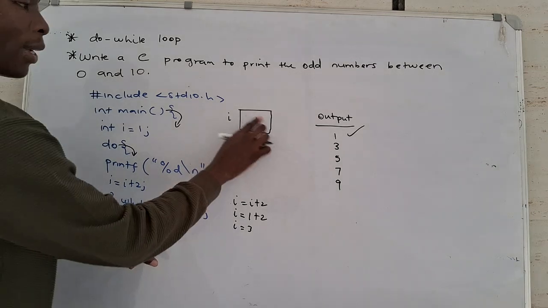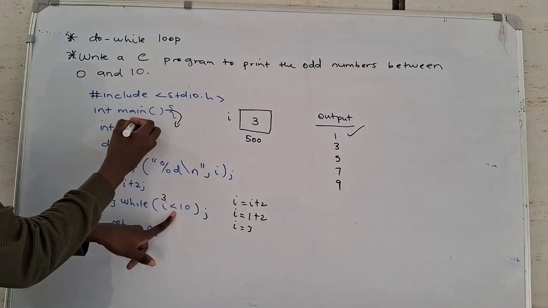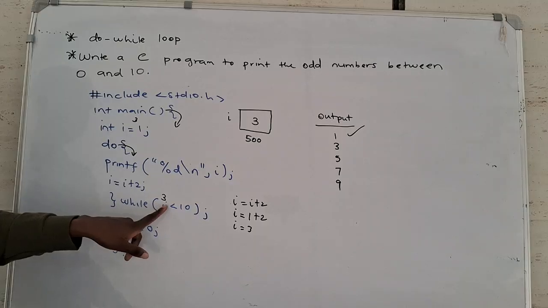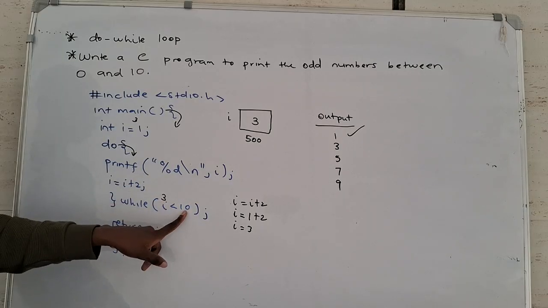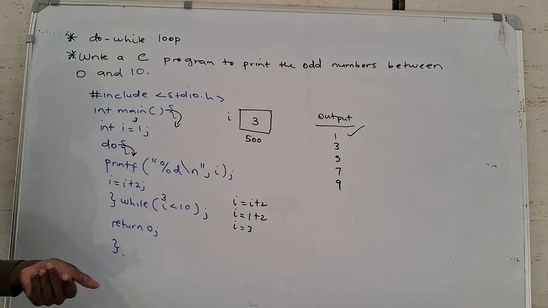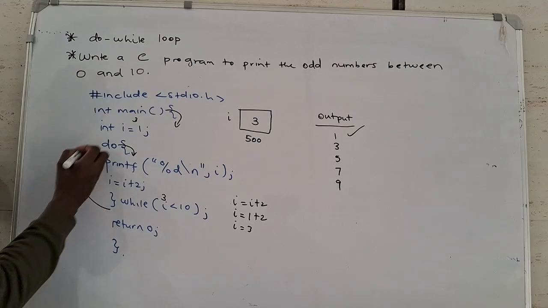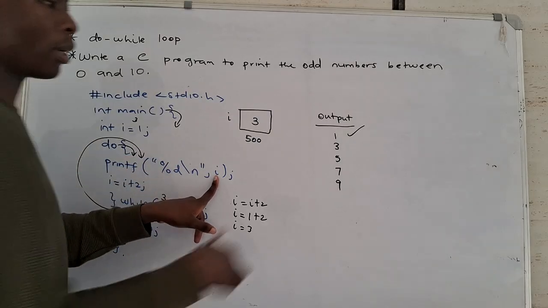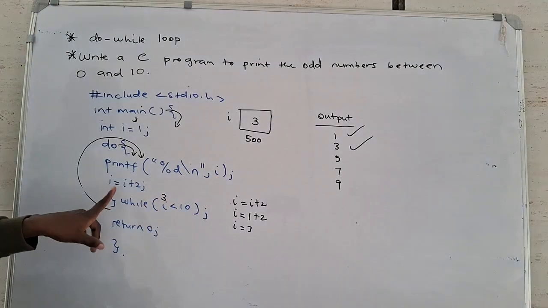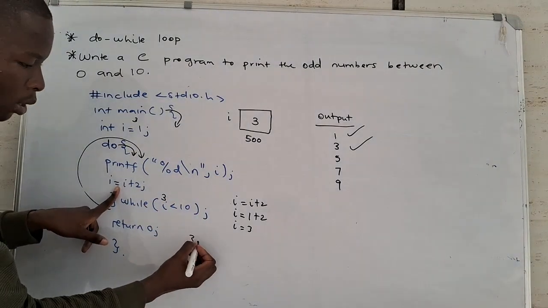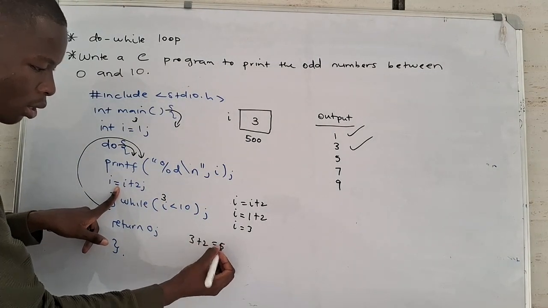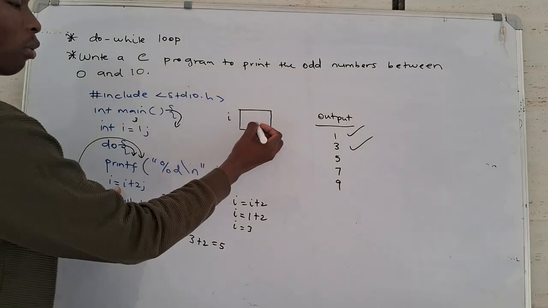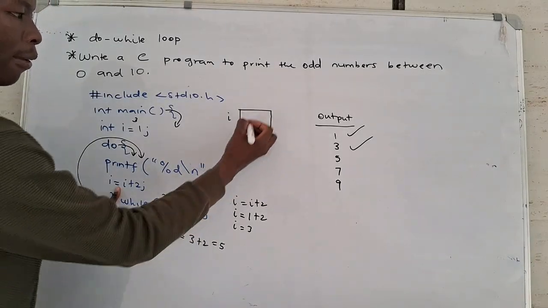The condition is going to be checked. I is now 3. 3 is less than 10. This is true. So it is going to enter again. The value of I, which is 3, is going to be printed. 3 is incremented: 3 plus 2, the answer is 5. Now the new value of I is 5.